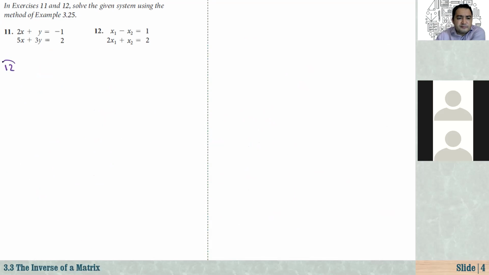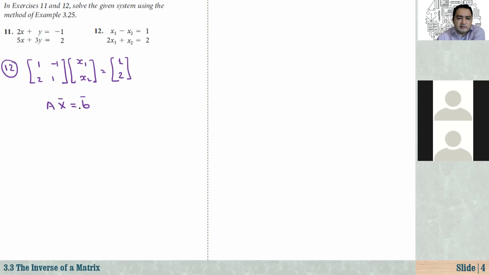Question 12. So first, let me just write this in the matrix form. Here we have the coefficient matrix. Here we have x1 and x2. That is 1 and negative 1. In the second line, it is 2 and 1. Our unknowns are x1 and x2. On the right-hand side, our constant vector is 1, 2. So that means in very compact form, here we have A times X is equal to B.